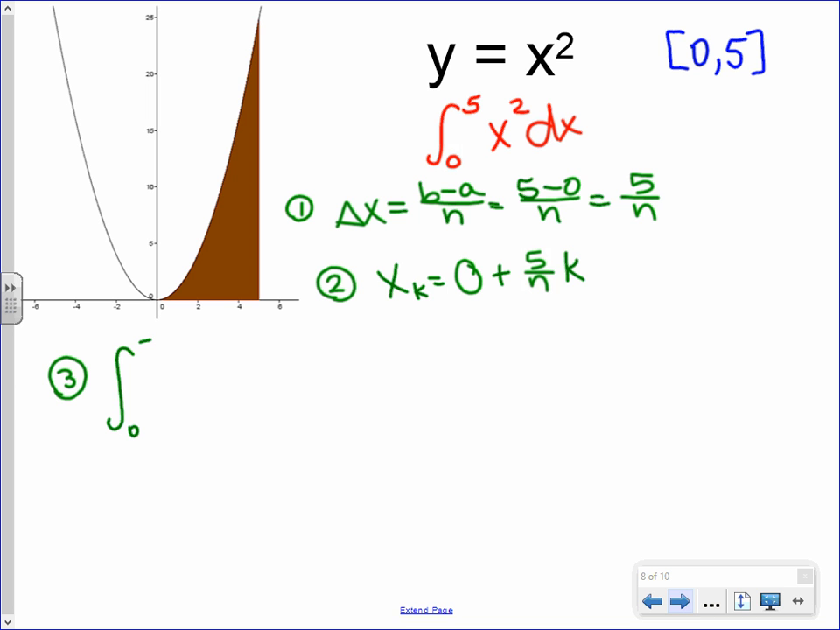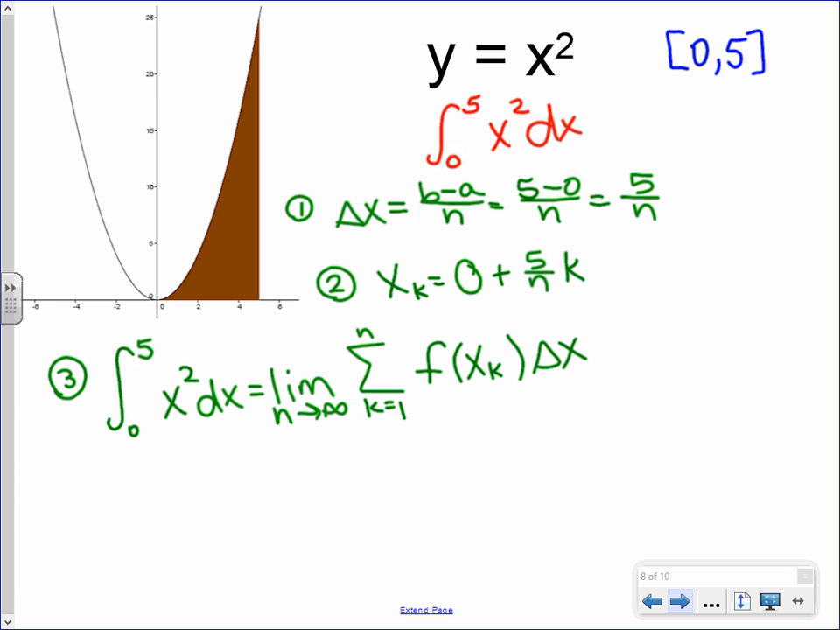The integral from 0 to 5 of x squared dx is the same as the limit as n approaches infinity of the sum from k equals 1 to n of, well, let's write it in general terms, right? It was f of, and don't write this down with me, I'm writing this down to remind you, f of x of k times delta x. Okay, well, what is delta x? 5 over n. f of x of k. We have to plug x of k into our function x squared. So our function is x squared, and we're plugging in x of k.